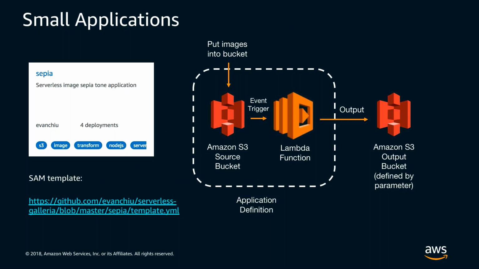So here's a small application to look at. This is the Sepia application. This application takes an image file and puts a sepia filter on top of it. So it's a very simple application if you think about it, but this makes it into an application that you can deploy into your own AWS account. What it does as an application is define an Amazon S3 source bucket, and it defines a Lambda function. So if you put any image into the Amazon S3 source bucket, it will then trigger an event, which then invokes a Lambda function and then outputs to the Amazon S3 output bucket, which is defined by a parameter. It's very simple, very straightforward, and is a self-contained small application that can be deployed very easily.